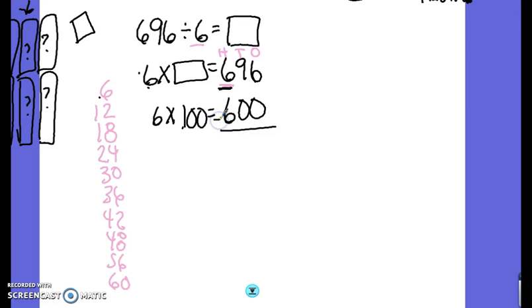I know 6 times 100 is 600. And now I subtract to see how many scoops are left. 6 minus 6 is 0. 9 minus 0 is 9. So, I label my places and I go back to step 3.